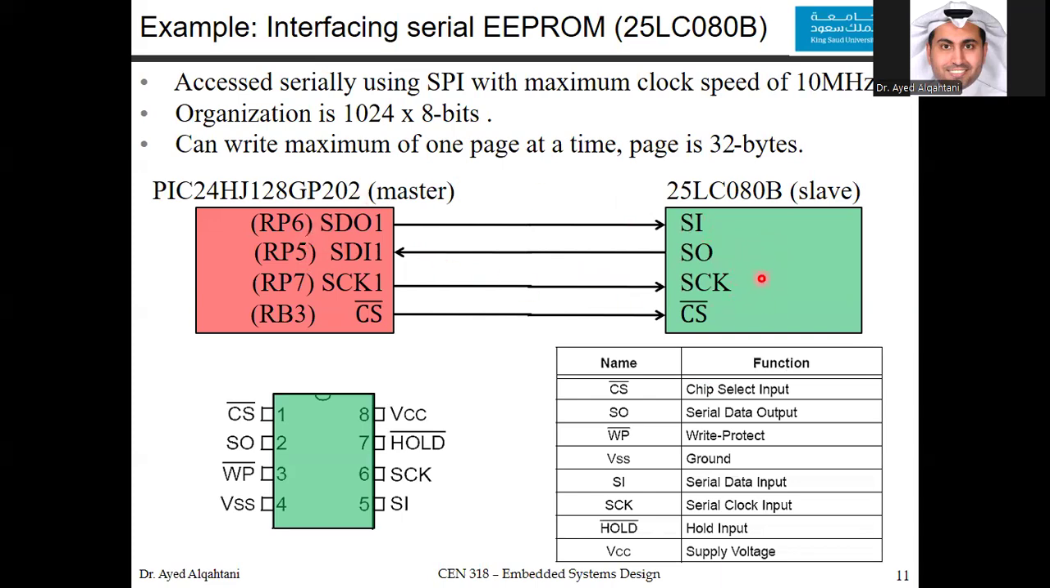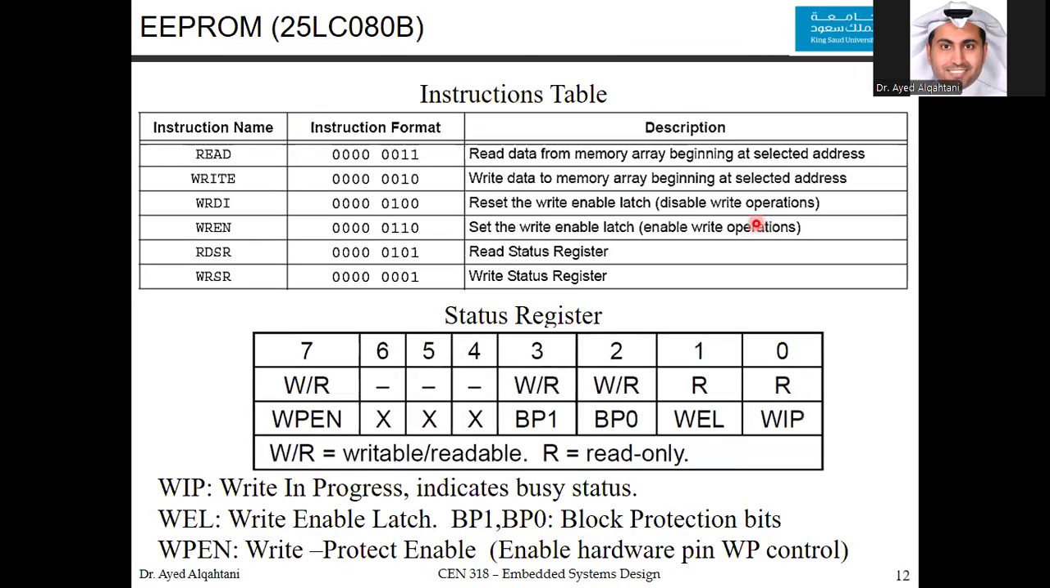There is no CPU inside it. So it needs the microprocessor to tell it exactly what to do. So there are certain simple instructions that the EEPROM can understand. These instructions are detailed in this table. We have a read and a write. Read for reading the data from the memory array, beginning at a certain address. We have a write the data to the memory array, beginning at a selected address.